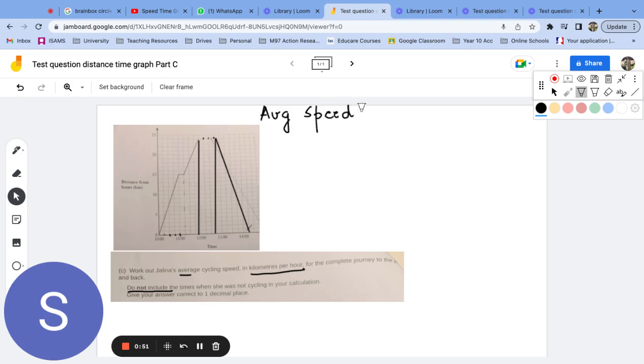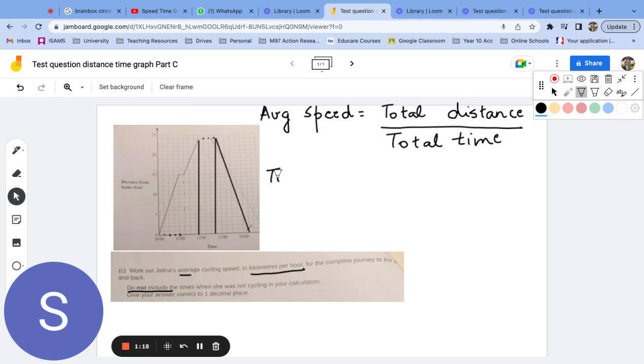Average speed is calculated by dividing the total distance by the total time. This is a very important formula. So whether you're calculating average speed or average velocity, it is always calculated as total distance over the total time taken. Okay, now we are going to calculate each one of them stepwise, in a systematic way.